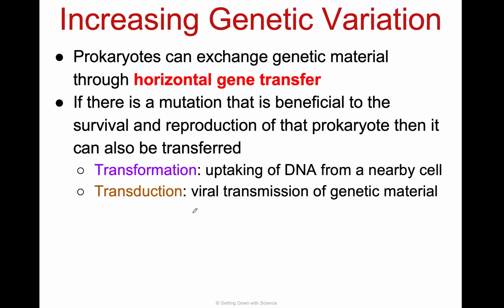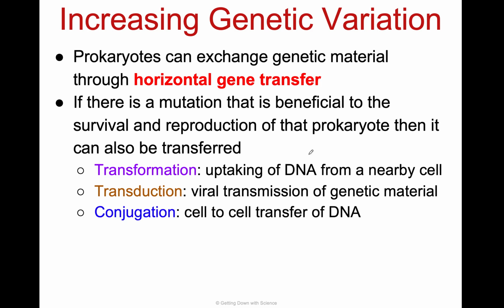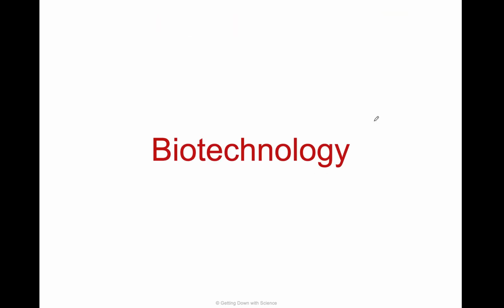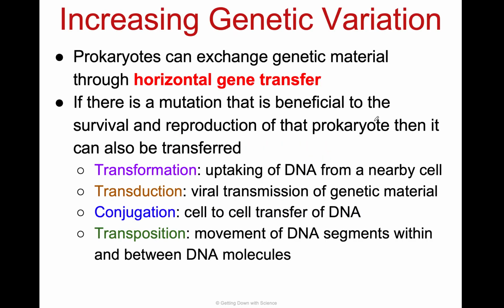We have transduction, which is also another form of horizontal gene transfer. It is how viruses transmit genetic material. Conjugation is a cell-to-cell transfer of DNA. We saw that with things like quorum sensing, as you can conjugate a piece of DNA from one cell to the next. And transposition, which is the movement of DNA segments within and between DNA molecules. So these are all in prokaryotes. That's how prokaryotes increase genetic variation. Pause here to take notes.